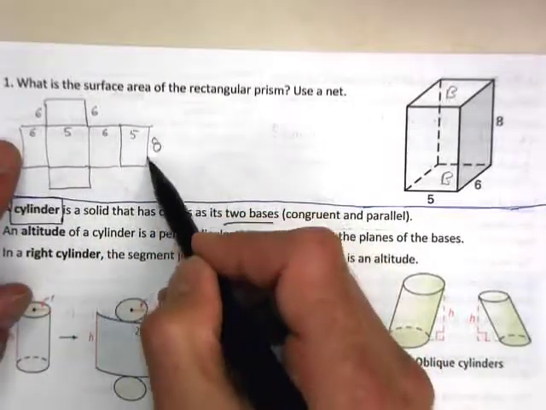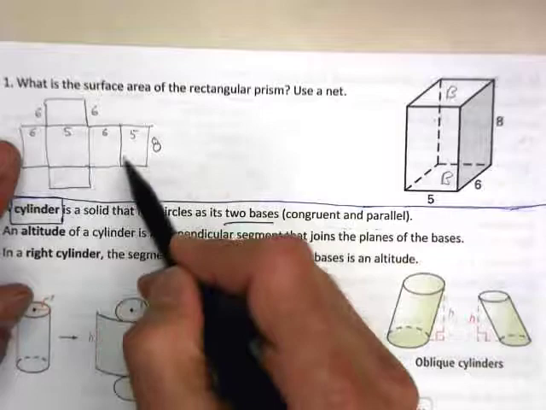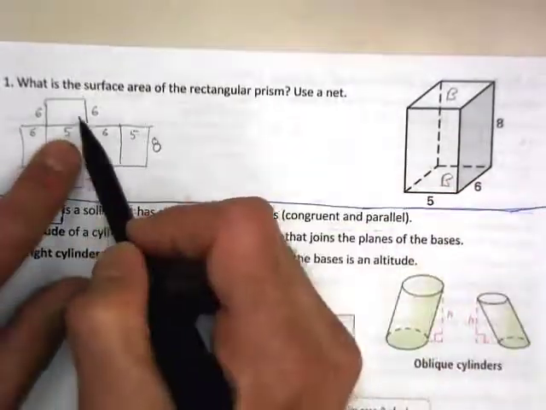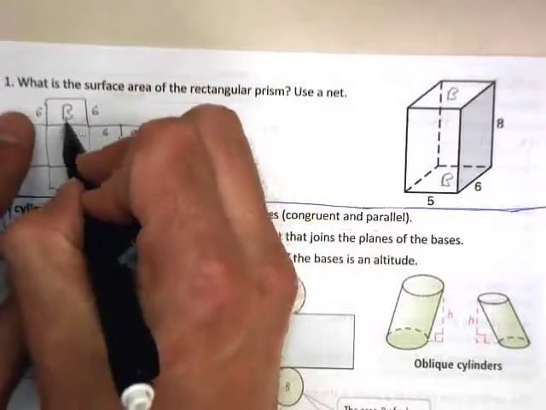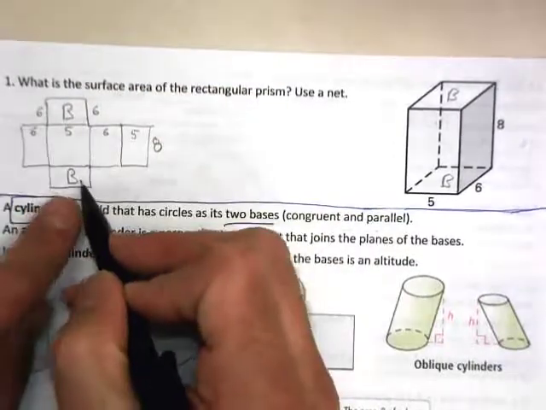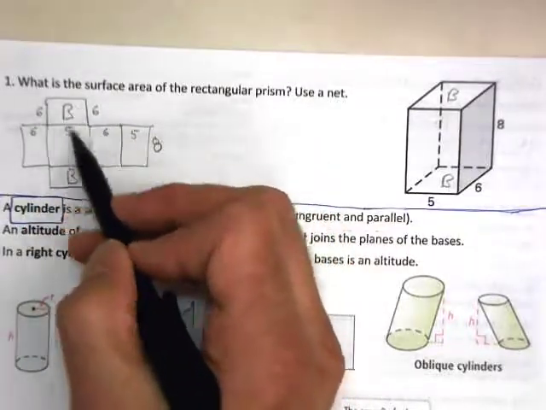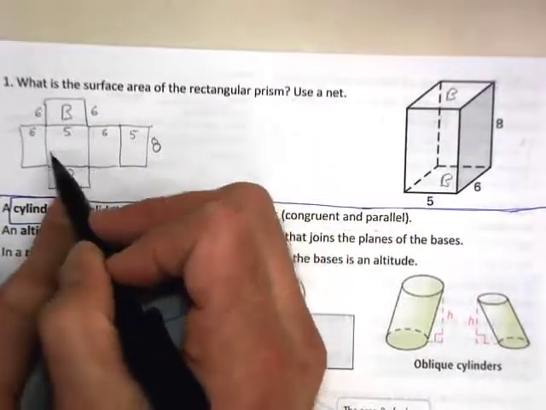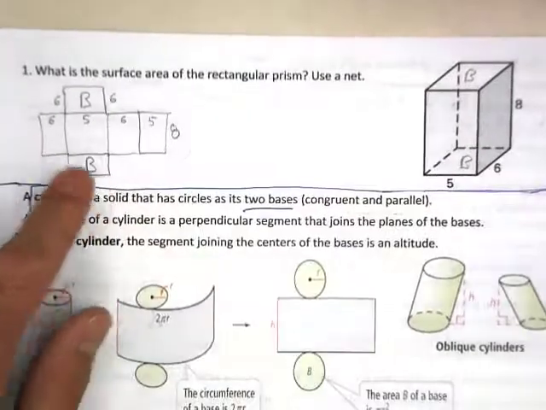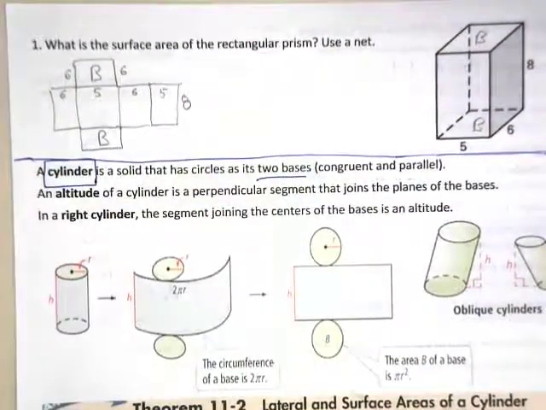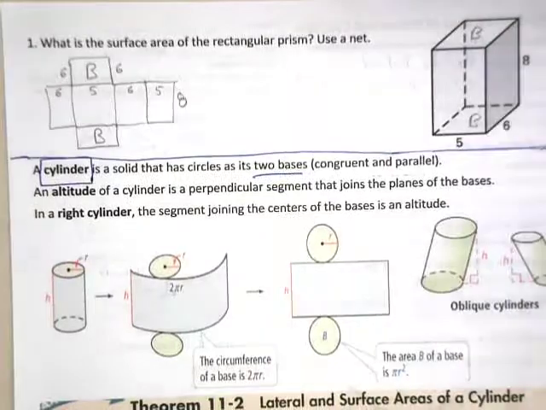So 22 times 8 is going to be your lateral area, and plus 2 times the base. And this is your area of the base. Here's another area of the base. So it would be 5 times 6, which is 30. So 30 and 30, and then add that to your lateral area here, and that would give you your surface area. How's that for a hint? That should help you. Okay, so go ahead and pause the video and do that problem.